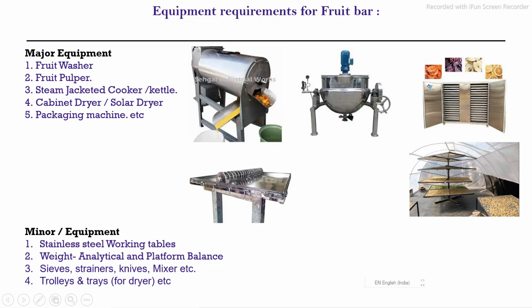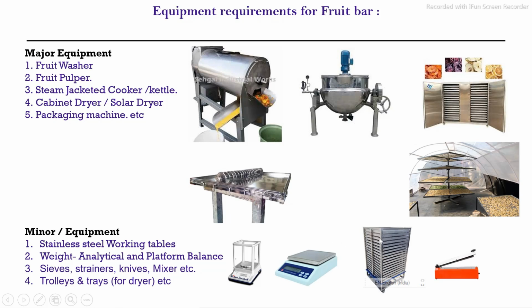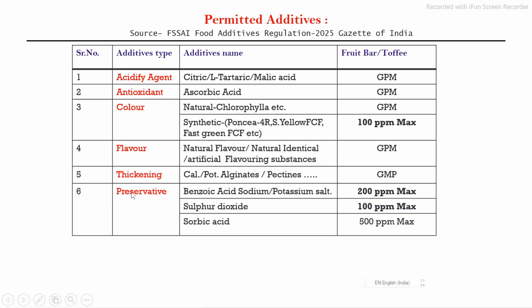Then some of the minor equipment, that is the weighing scales, then the cutting machines, packing machines, and some other tools are required for the manufacturing process. With the addition of preservatives, a single preservative must be added within the limitation. If you add benzoic acid, the maximum limit is 200 ppm. For sulfur dioxide, maximum 100 ppm. Sorbic acid, that is 500 ppm maximum.